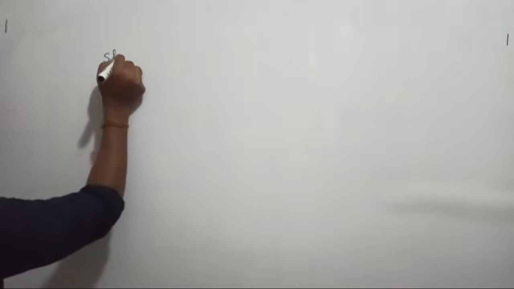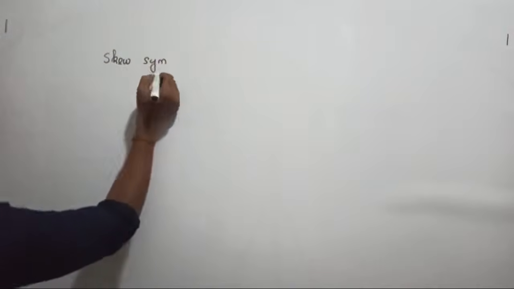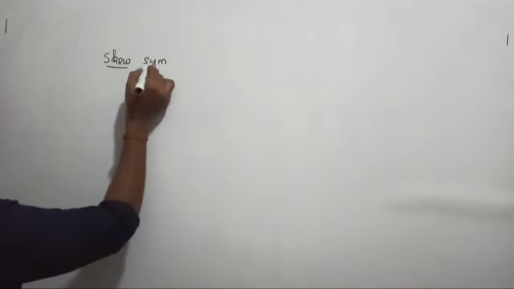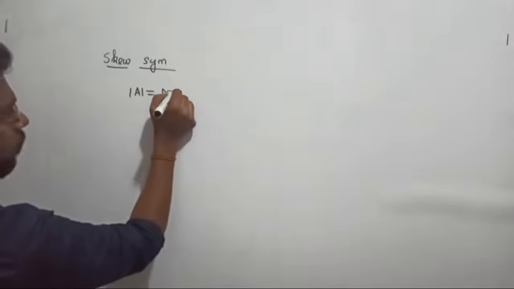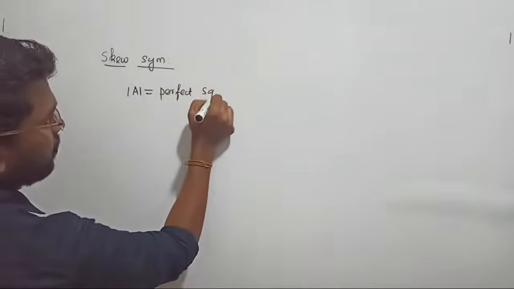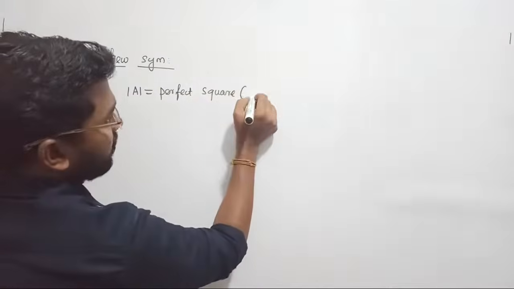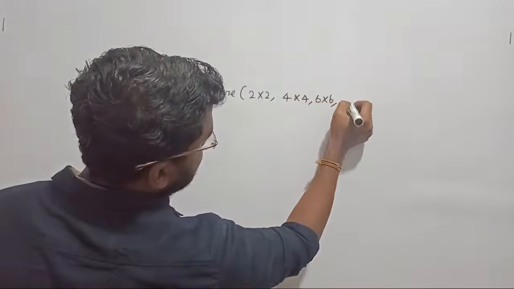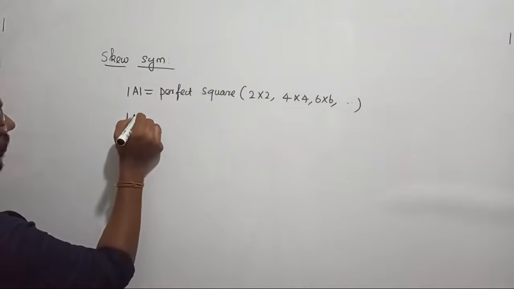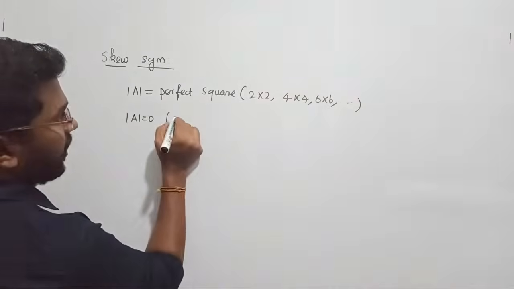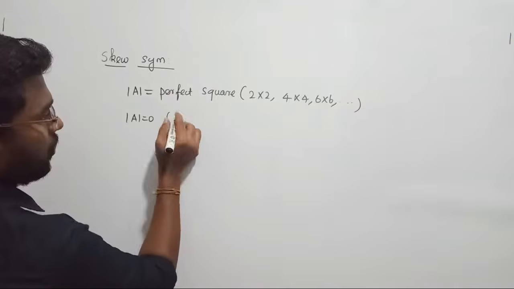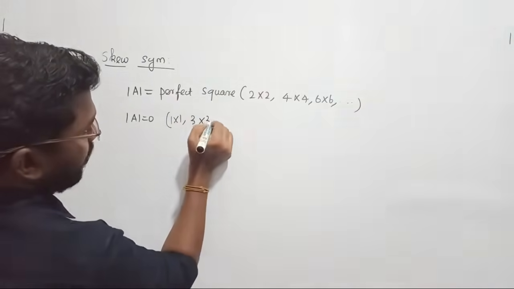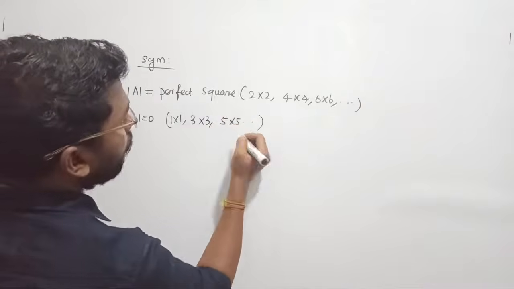What I would like to conclude here: in the case of a skew symmetric matrix, the determinant of the matrix will be a perfect square when we have an even order, like 2 cross 2, 4 cross 4, 6 cross 6, etc. And this determinant will be equal to 0 when the order of the matrix is 1 cross 1, 3 cross 3, 5 cross 5, like that.